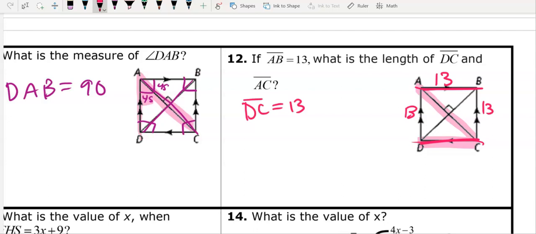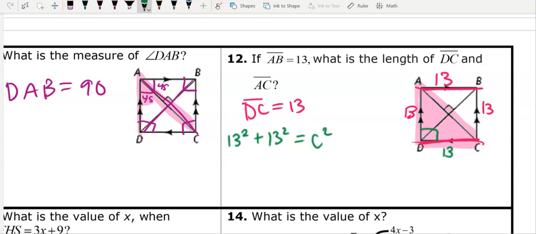So what we can do to find the diagonal would be to use the Pythagorean theorem. So here, we're going to focus on this highlighted pink right triangle. So we will say 13 squared plus 13 squared equals c squared, which is our AC.